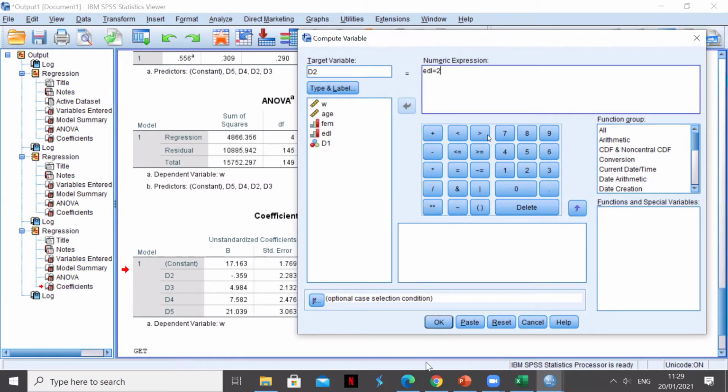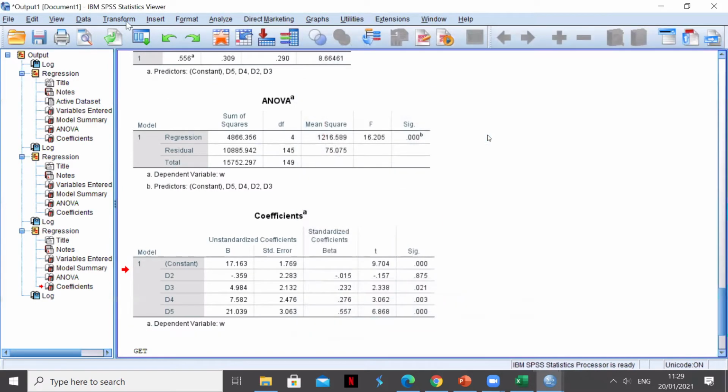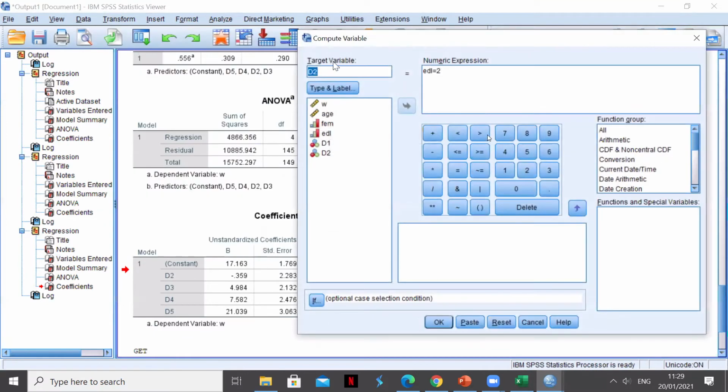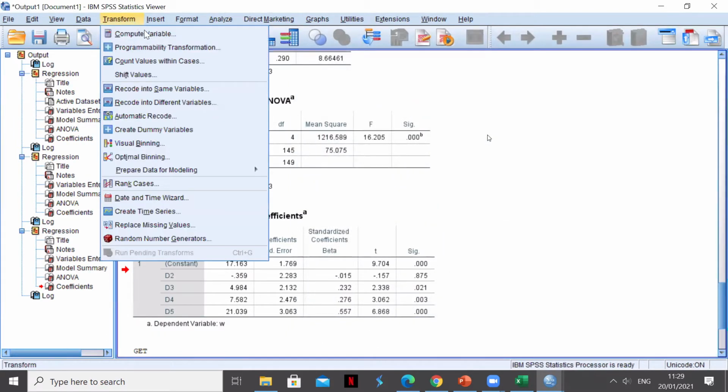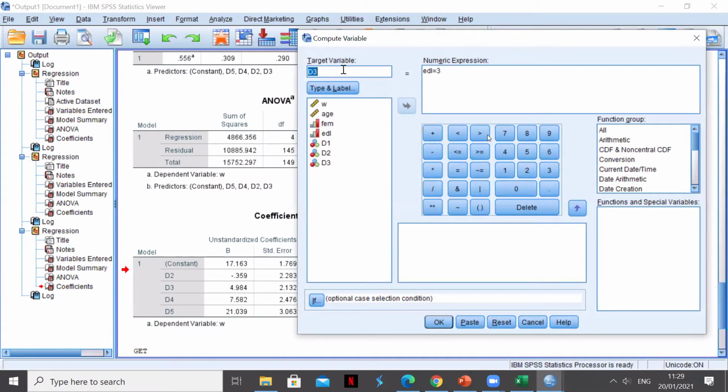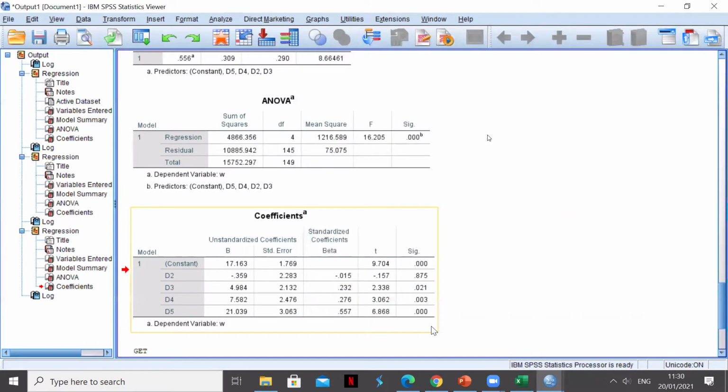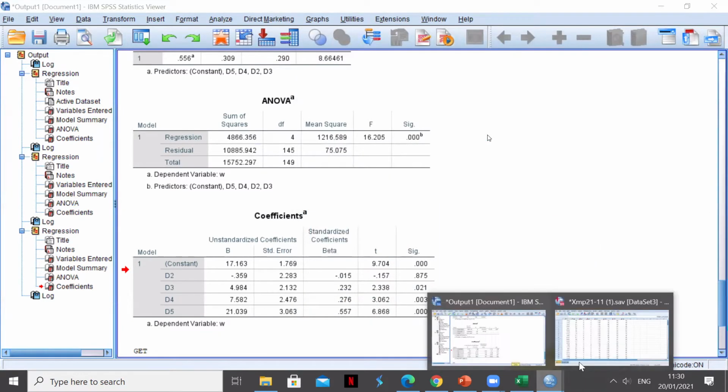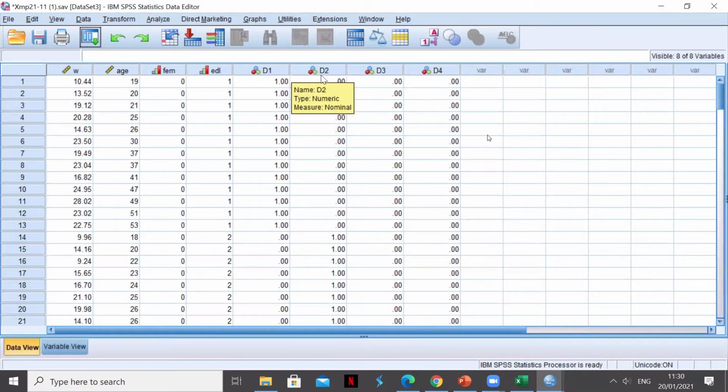And you are going to do that for the others. So this one is to be 2. Okay, do it again. 3. And one more time, 4. Okay, so now we have at least our dummy variables. You can see them here.